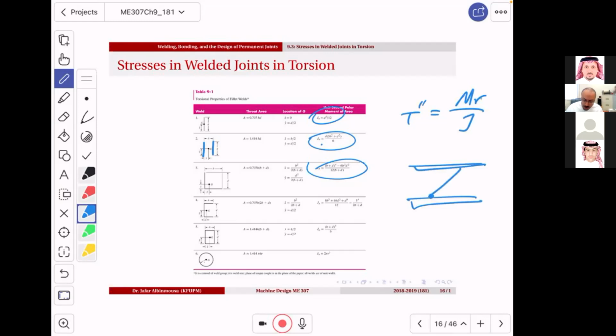Of course, the furthest the R, the more is this, and I need to be careful which R I pick. But J, as a property of the geometry of the weld, is tabulated. That's it, guys.